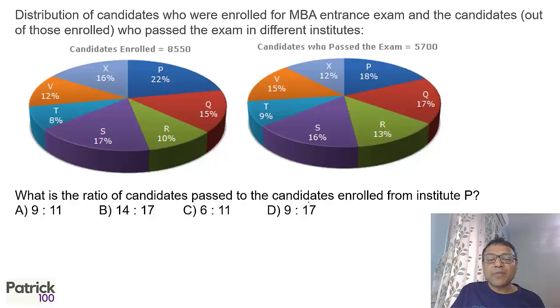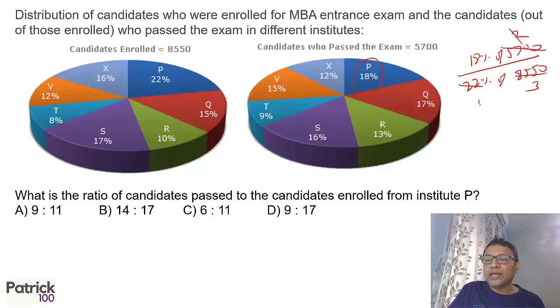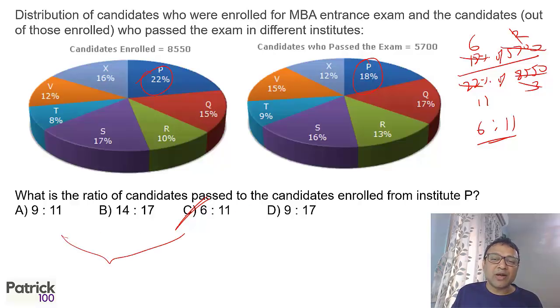What is the ratio of candidates passed to candidates enrolled from Institute P? So Institute P passed is 18% of 5,700. Again, 22% of 8550. We had calculated this earlier: 2 and 3. 2, 11, 3, 6. 6 is to 11. Also you can make out that because there is 22, the second number should be a multiple of 11. We have two options, but you can make out the multiple of 11. From there you can go on shortlisting that the answer should be C option.